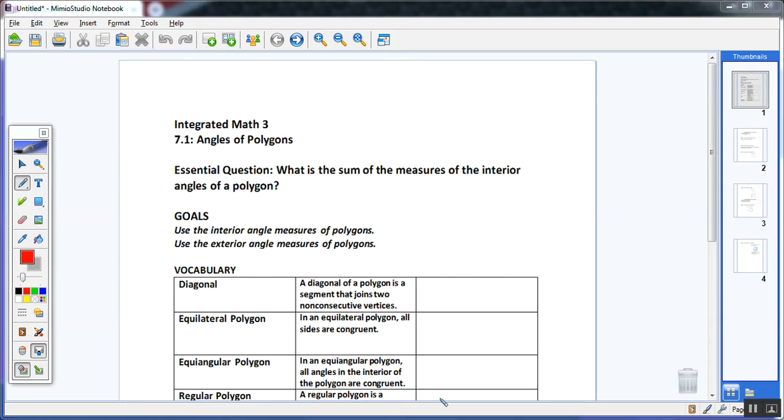So besides triangles, give me some examples of another polygon. What's another name? Hexagon. How many sides? 6. What's another name? Decagon. Dodecagon. What's that? 12. Yeah. Right.